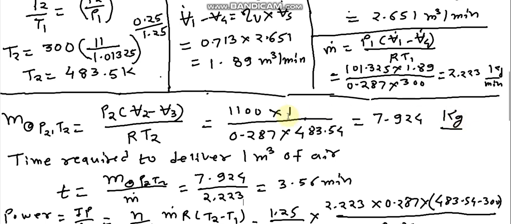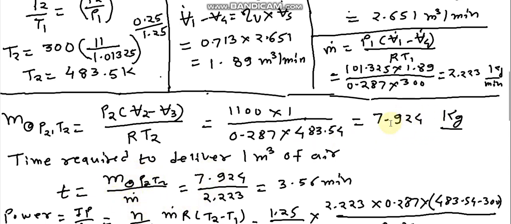We will get the answer in kg. If we put it in meter cube per second, we will get kg per second. Okay, so it is given in the numerical: to deliver 1 meter cube of air, the time required is T equal to the mass flow rate at P2V2 upon the mass flow rate at suction.